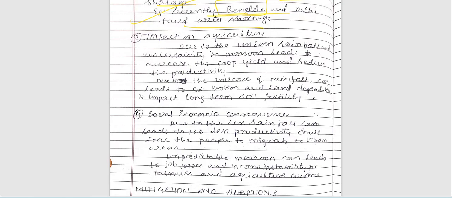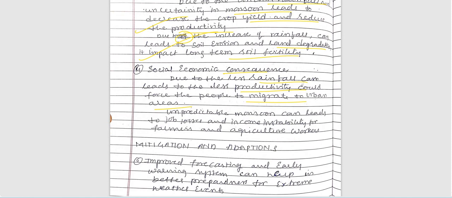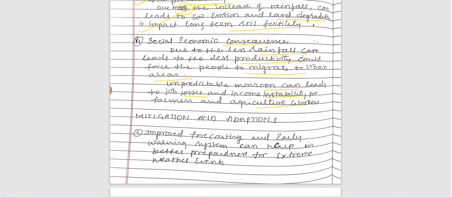So, impact on agriculture: uneven rainfall and uncertainty in monsoon lead to decreased crop yields and reduced productivity. Very good. Next, land degradation and its impact on long-term soil fertility. Good. Socio-economic consequences: less rainfall can lead to less productivity, and could cause problems related to migration from rural areas to urban areas. Unpredictable monsoon can lead to job losses and income instability. Very good. Mitigation and adaptation, right?